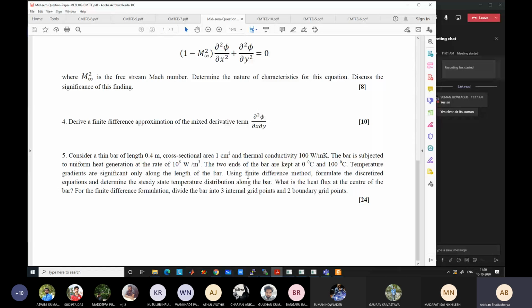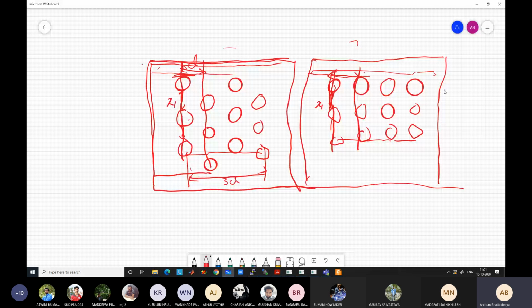What is the heat flux at the center of the bar? For the finite difference formulation, divide the bar into 3 internal grid points and 2 boundary grid points. Okay. Very standard problem. So you can just take a domain like this.